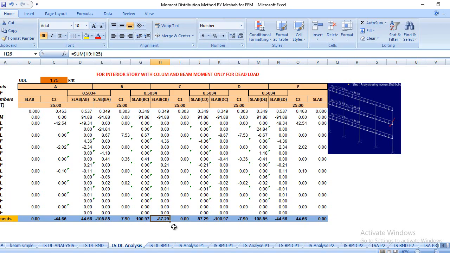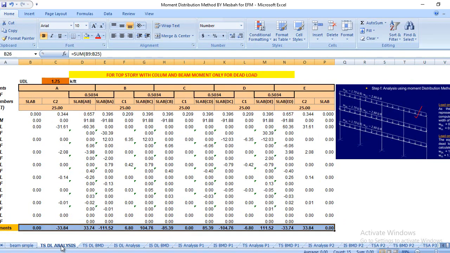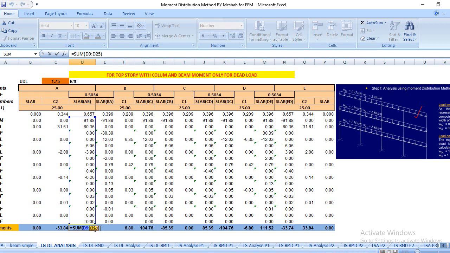For top story, you have to come here, and from there you will choose these two moments. Okay, these two moments. Clear? And similarly these two, these two, these two. Clear?